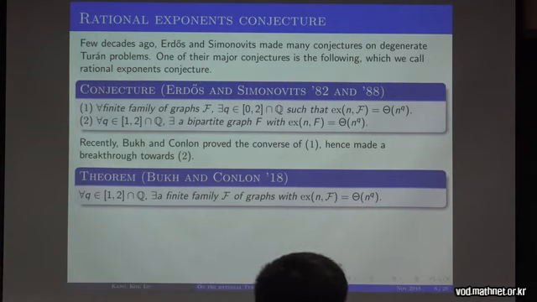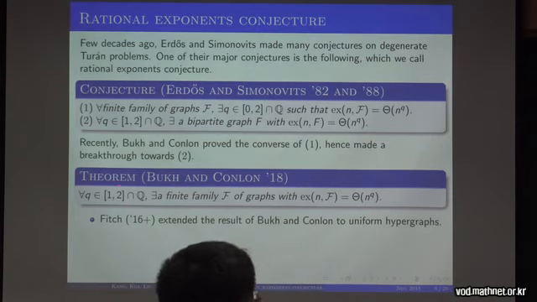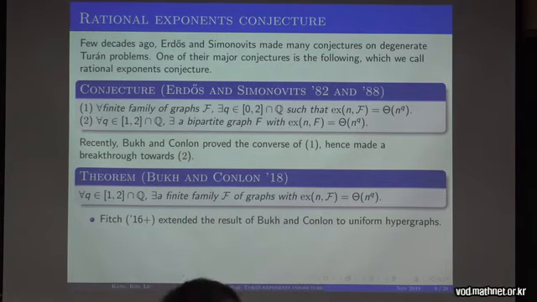And I will leave some remarks. Recently, when they published their paper on arXiv, Fitch extended, based on their idea, the result of Bukh and Conlon to uniform hypergraphs. His theorem is that given any rational number q between 1 and k, there is a finite family of k-uniform hypergraphs with the extremal number being of order n to the q.